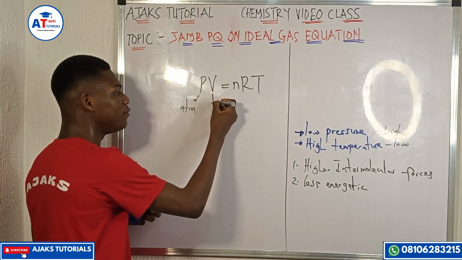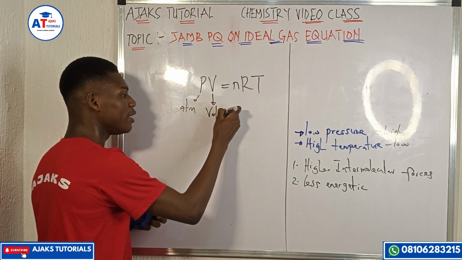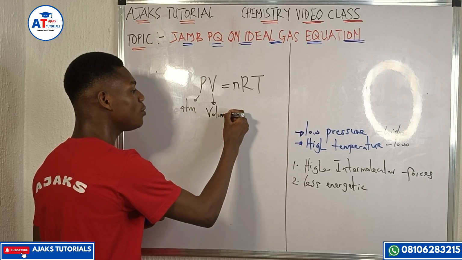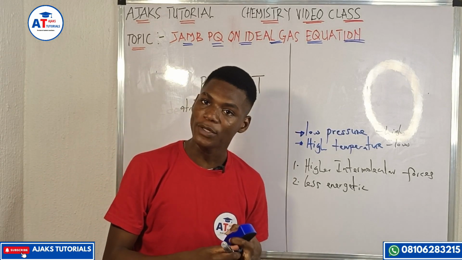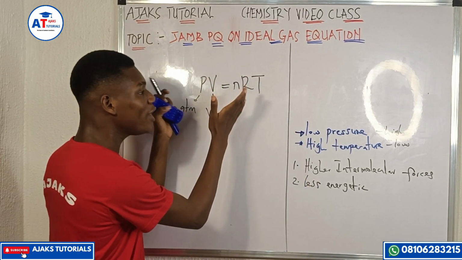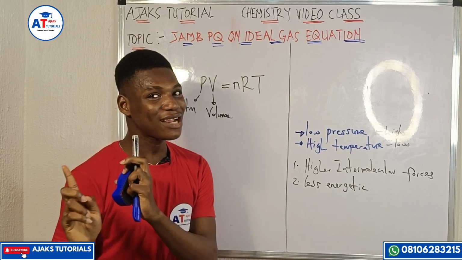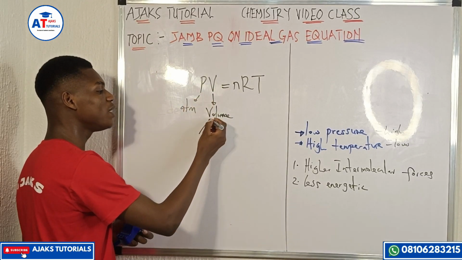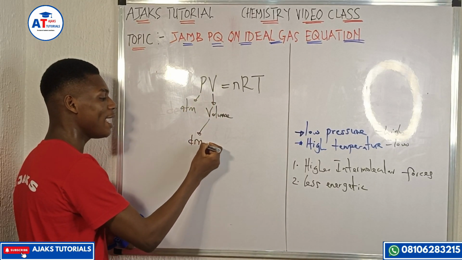Now what of V? V is called the volume. Volume can be in dm cube or cm cube. It depends. But when you are using the ideal gas equation, take note, your volume must be in dm cube.